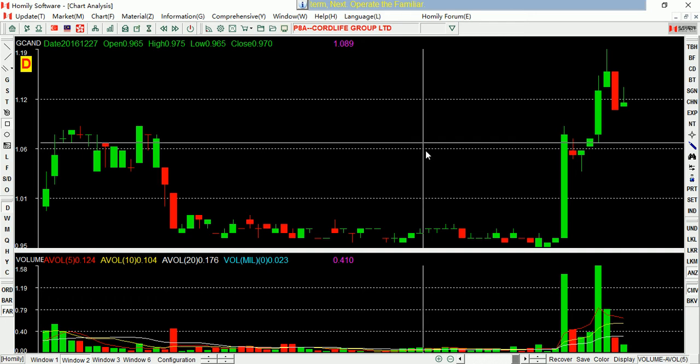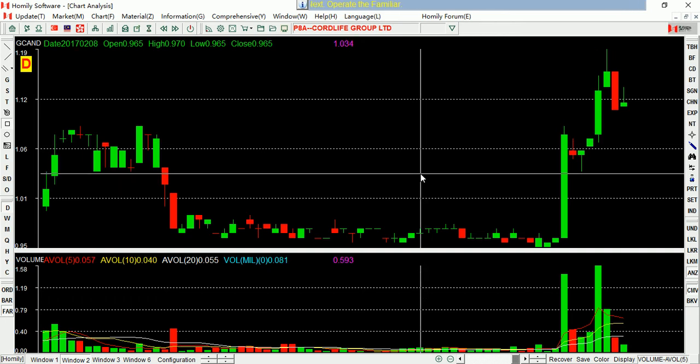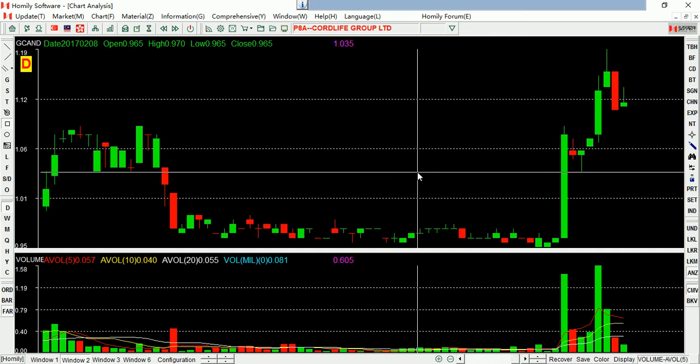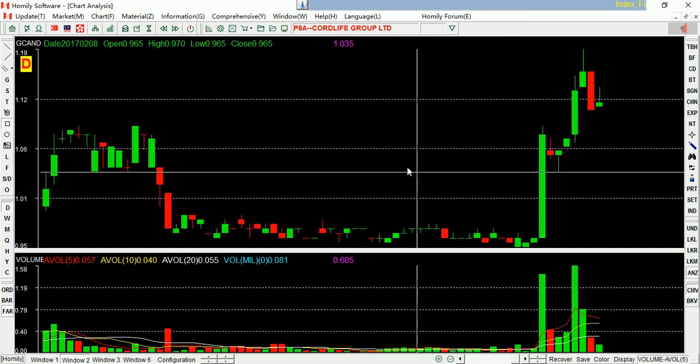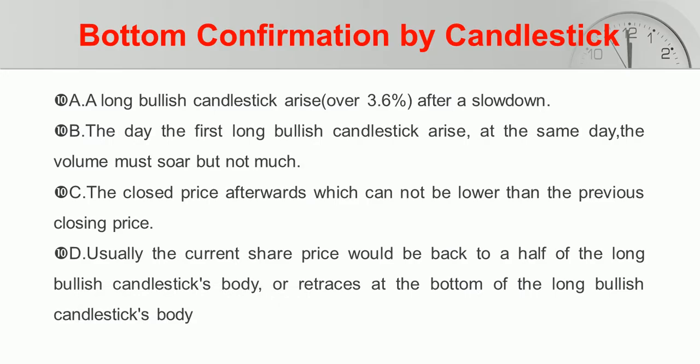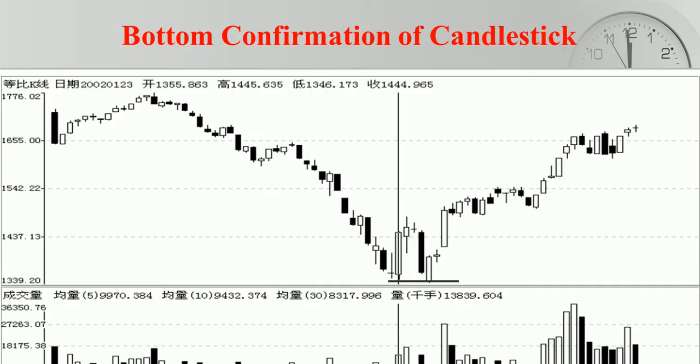This is the big bullish candlestick, right? Around half of the candlestick, 1/3 or half of the candlestick is the buy price. So you should know how to find the buy point. So this is the bottom confirmation by candlestick. If you see the price drop, then sideways, and a big bullish candlestick appears on high volume, you should know this is the bottom area. Okay. Let's see this one.